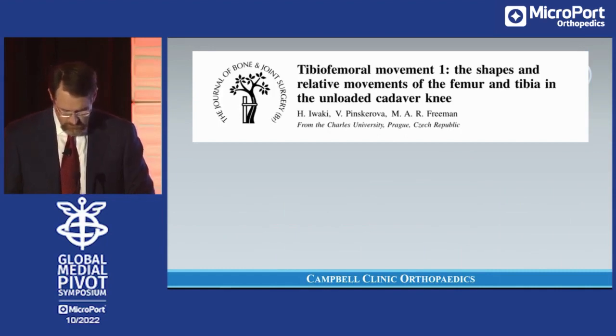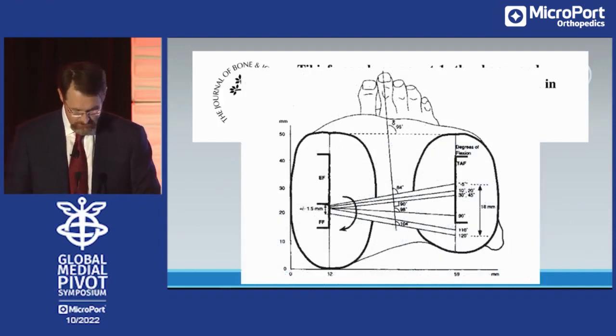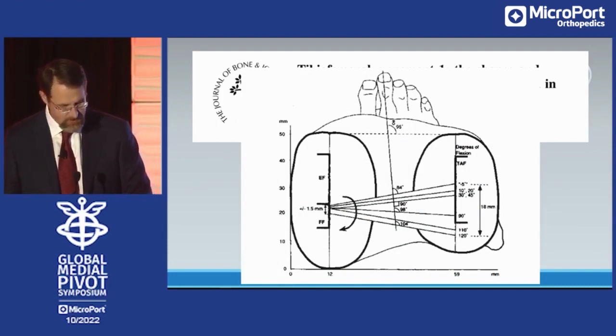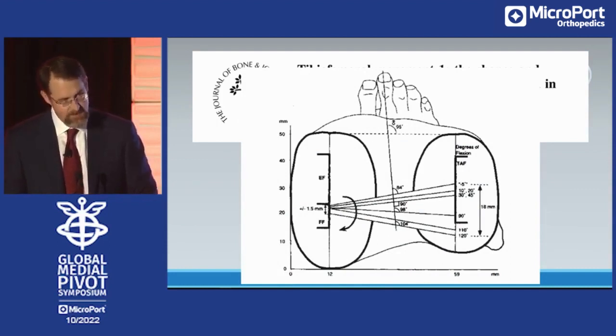And then finally, we go back to Freeman's work on rotational movements of the knee during flexion and extension. Again, he showed that the tibia internally and externally rotates about the axis that passes through the medial femoral condyle contact point, and that is deemed the internal-external rotation axis of the knee.